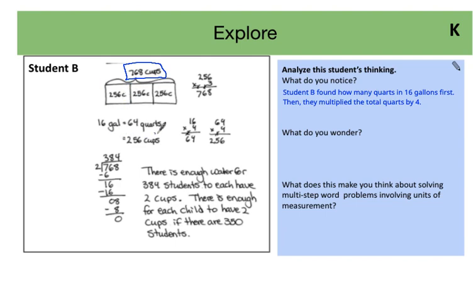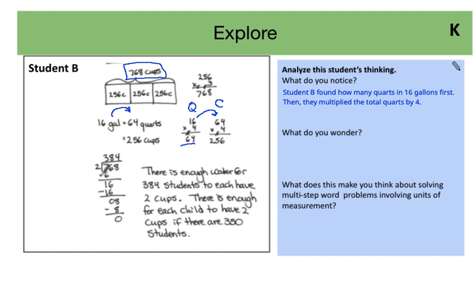And they got 256 by doing, remember how we go from gallons to quarts, we can multiply by 4. So that's what they did here. They moved to quarts first, and then they went from quarts to cups. So they changed it to quarts, which was what they were solving for first, and then they solved for cups. So this is how many cups are in 16 gallons. That's why we see 256 being repeated 3 times for a total of 768 cups.